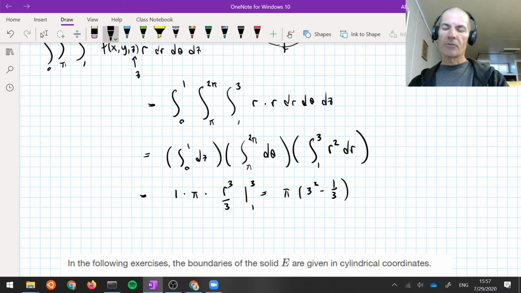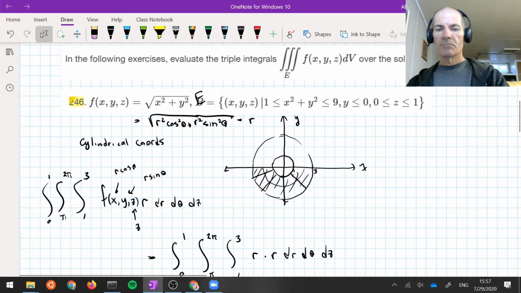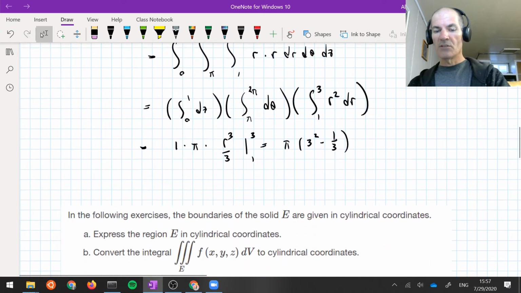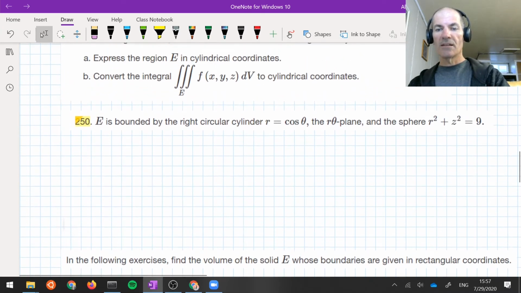Okay? How did I get 3 squared? Well, I had 3 cubed over 3, that's 3 squared, and then plug in 1, that's just 1 over 3. 1/3. That's the final answer. Cylindrical coordinates is the right choice here. You could try to do this in Cartesian coordinates. You could also try to do it in spherical coordinates. It might be interesting for you to try, just to see what some of the snags are that you encounter.